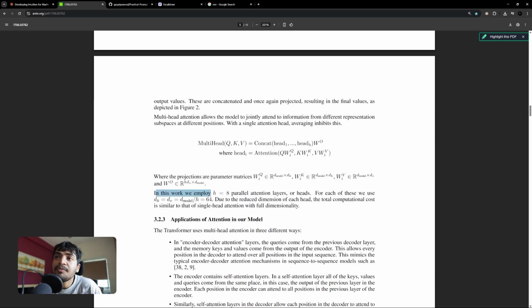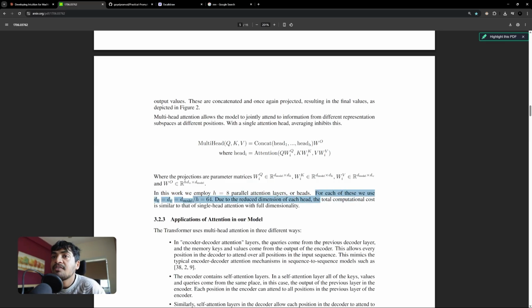In this work, we employ h equal to 8 parallel attention layers or heads. So there are multiple encoders. Each encoder has a multi-head attention layer, and each multi-head attention layer has 8 attention layers or heads.